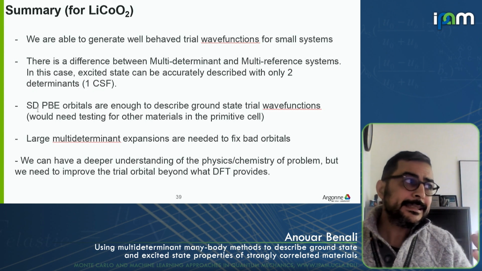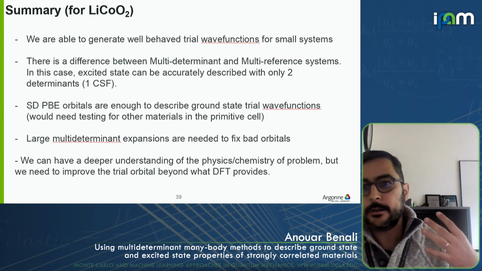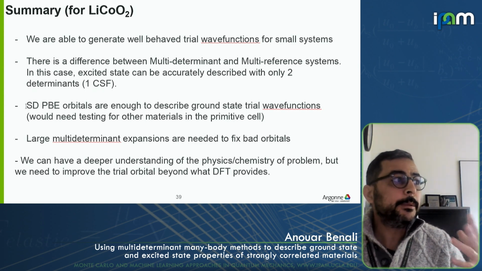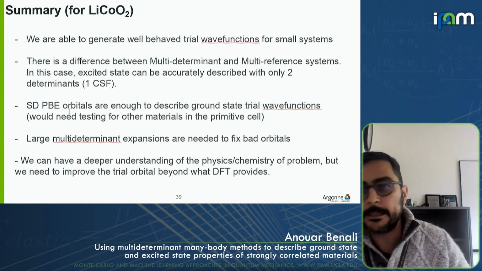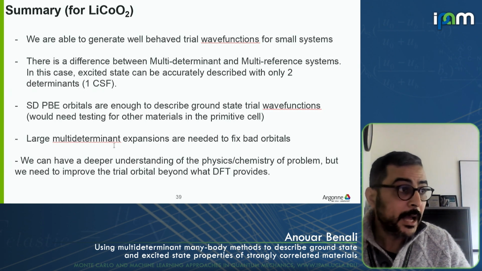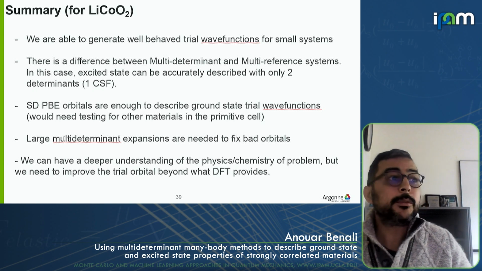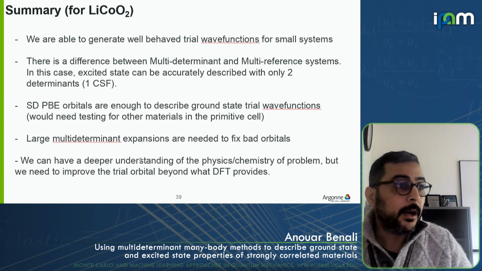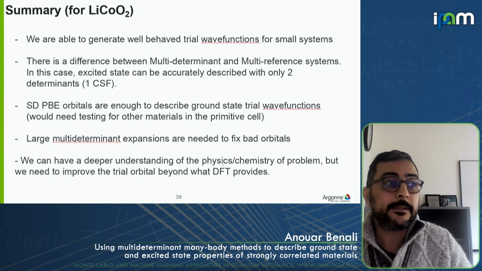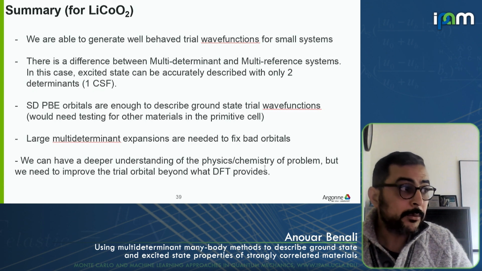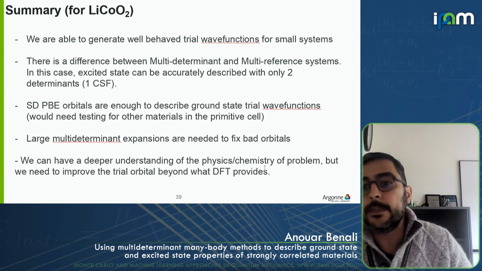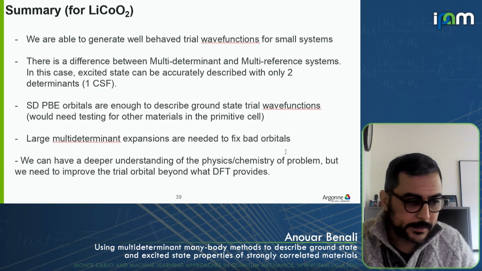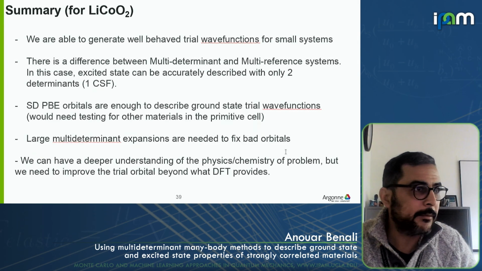The single determinant, I still want to make sure that I did not go too hard on PBE and PBE+U for the ground state, but I think the PBE+U is still enough to describe this class of materials correctly. But we need to be able to fix bad orbitals, or the starting point remains the biggest issue that we have. We can now have a deeper understanding of the physics of the chemistry of a problem, but we need to improve the trial wave function and go beyond just pure simple DFT orbitals. And on that, I think I spoke very fast, but I'm happy to have more time for questions.